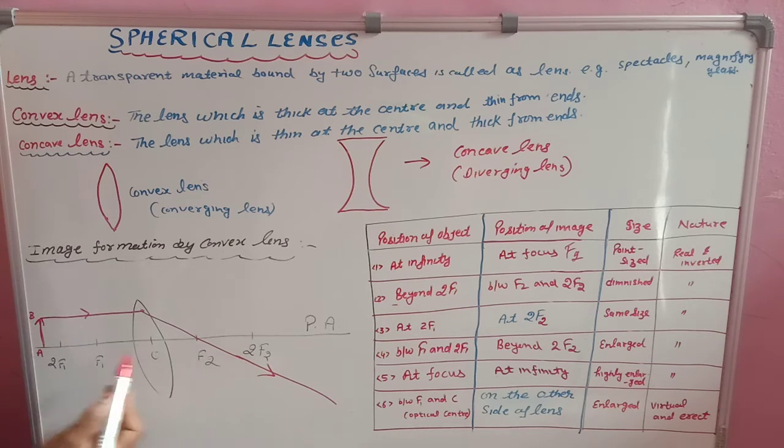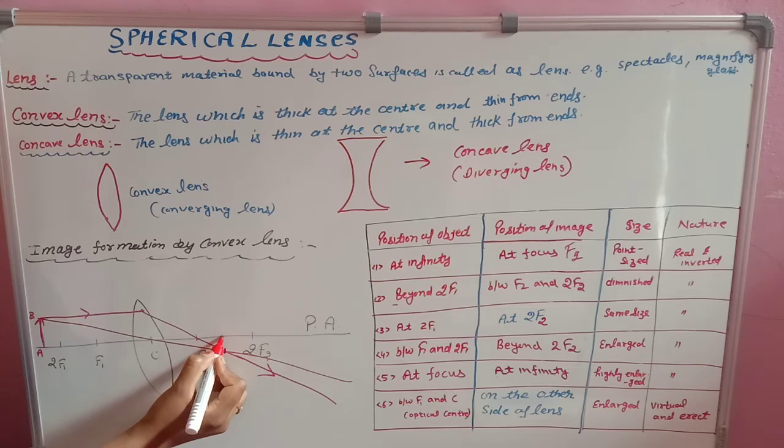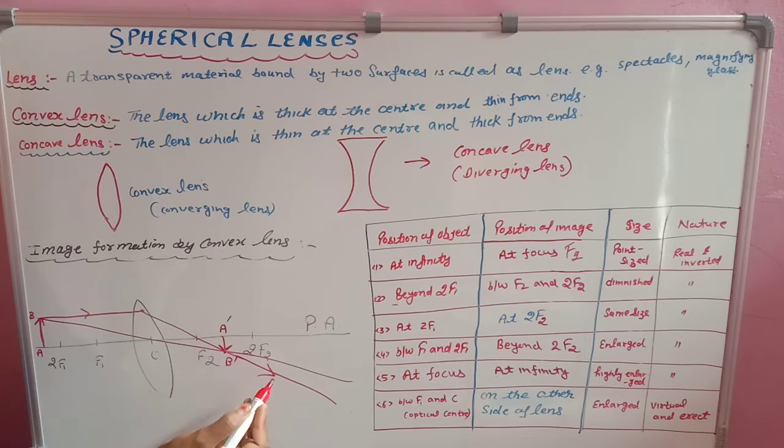So I need to cut it somewhere here. So I will take one straight line like this. So it is cutting between F2 and 2F2. So here will be my image. Image name I will give A dash, B dash. You can see that on every ray I have drawn arrow, because arrow is representing direction.